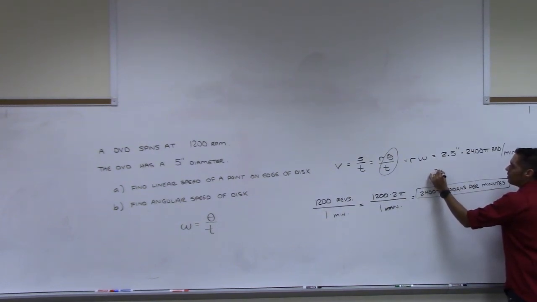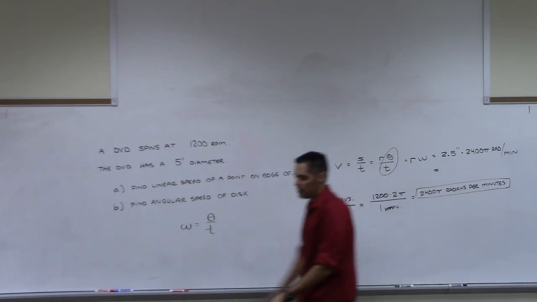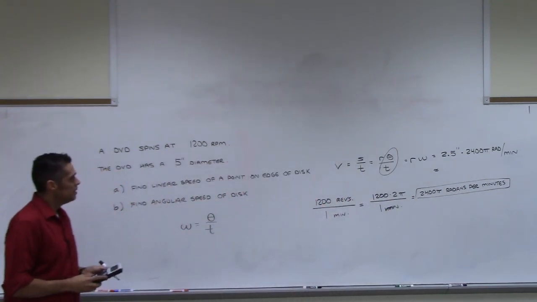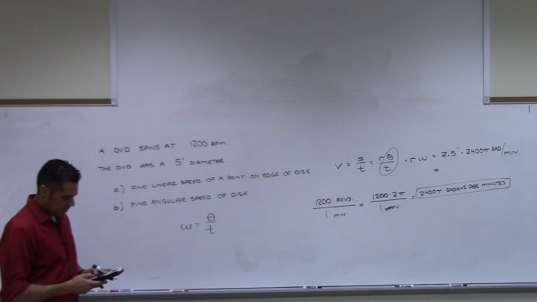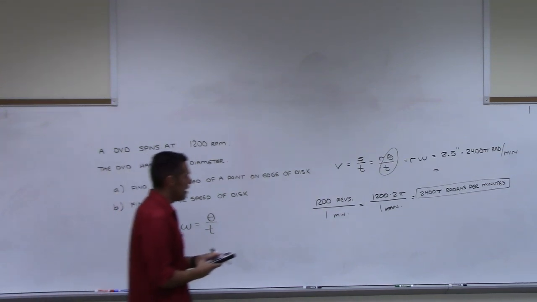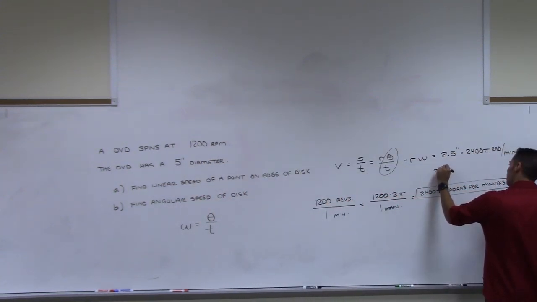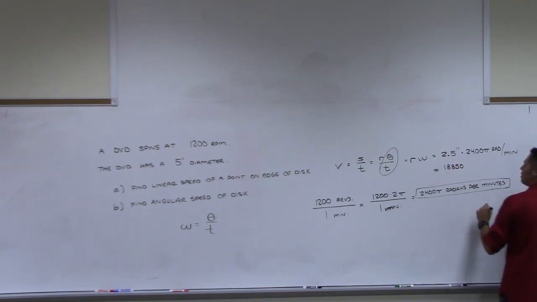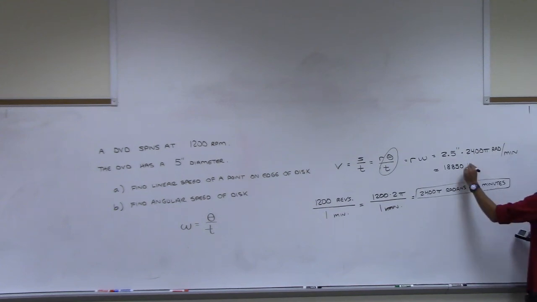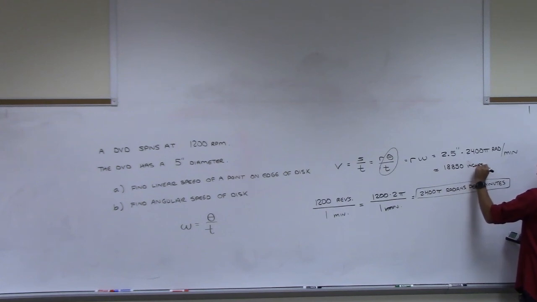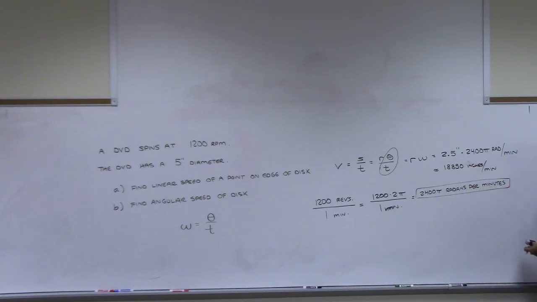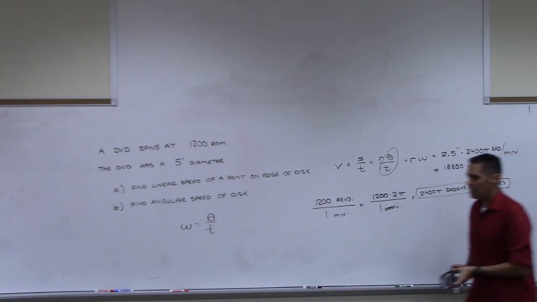So now, let's go ahead and just do this on the calculator. I'm going to approximate pi. So I'm going to take 2.5 times 2,400 times pi. I get 18,849.55 something. So I'm going to say about 18,850 what? Inches per minute. Is that fast?